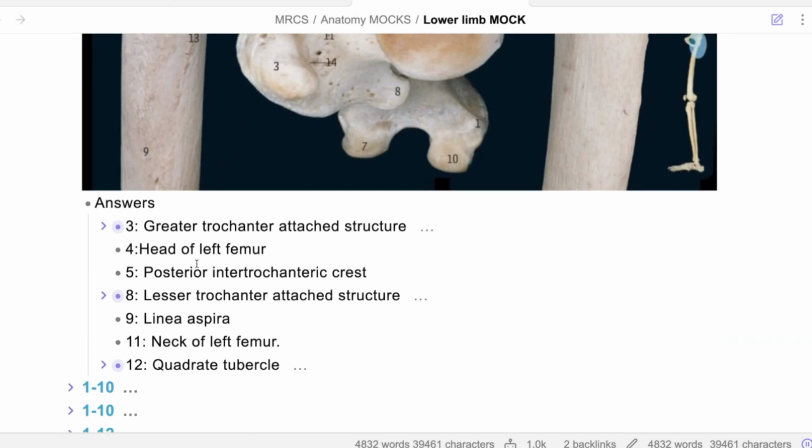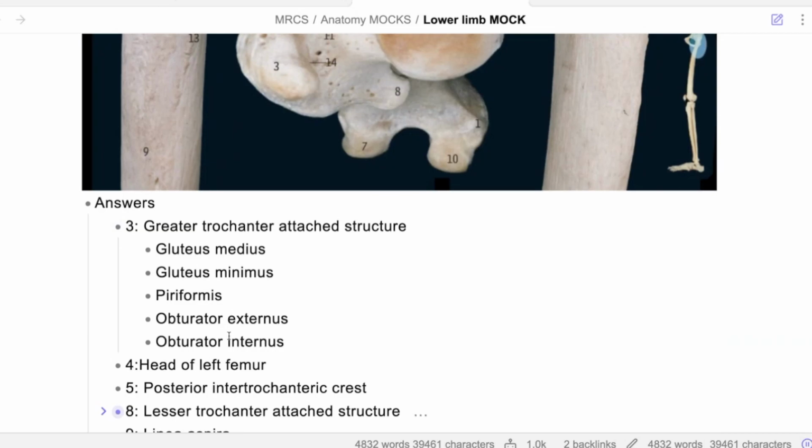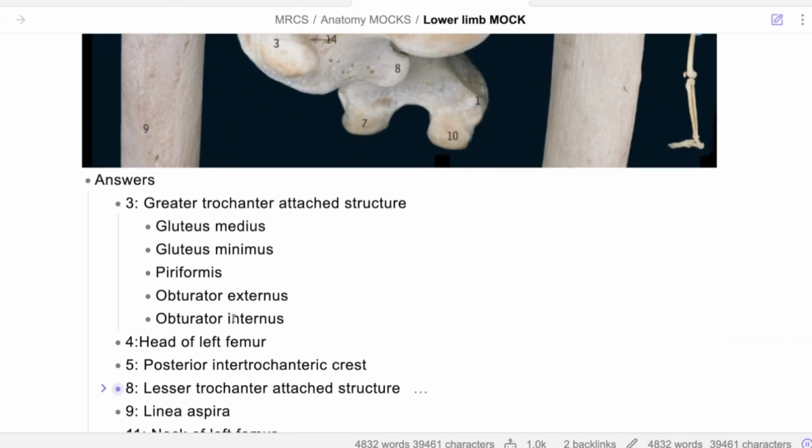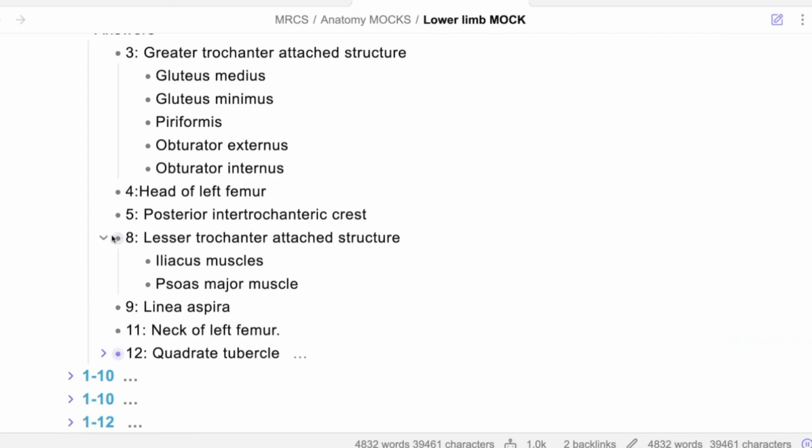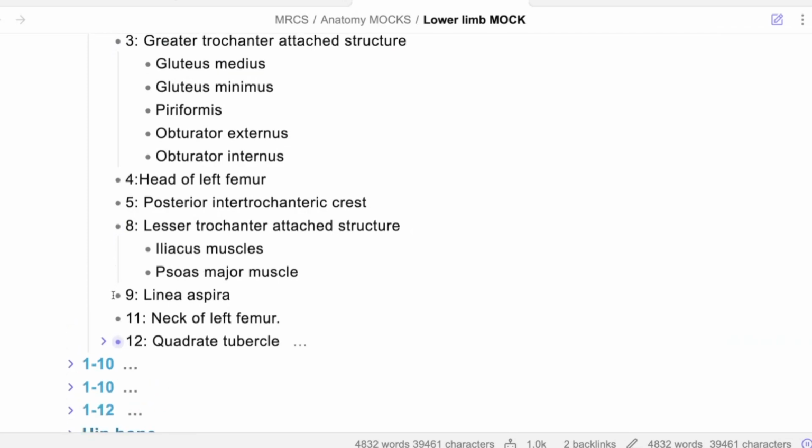Okay. All right. Can you tell me the attachments to number 3, the greater trochanter? The greater trochanter gives attachments to the gluteus medius and minimus, along with all the short external rotators of the hip, like the piriformis, the gemelli, and the obturator internus. Okay, so gluteus medius, minimus, piriformis, obturator externus and internus. Lesser trochanter, attached structures? The iliopsoas tendon. Iliacus and psoas major, or iliopsoas, that's fine.